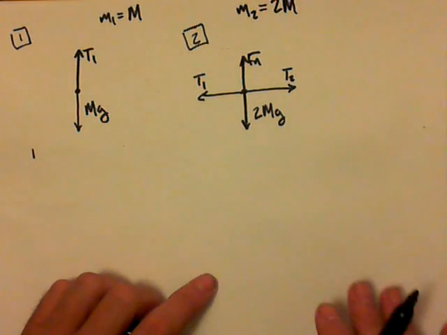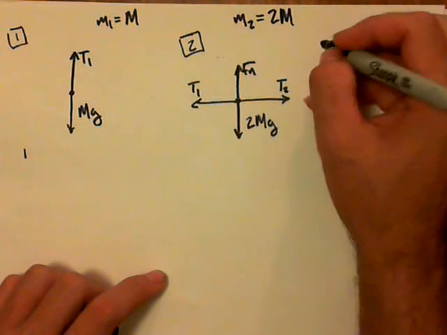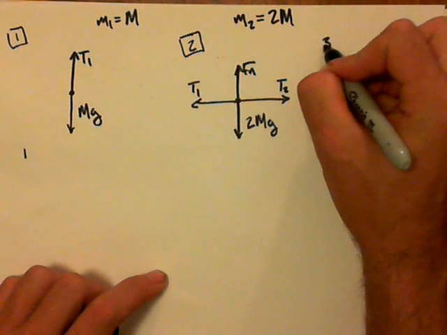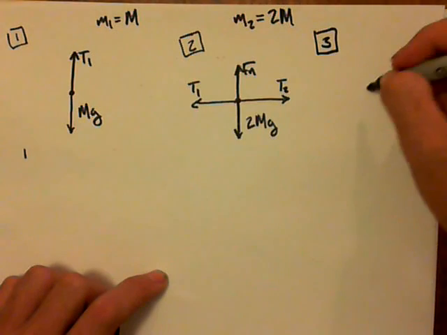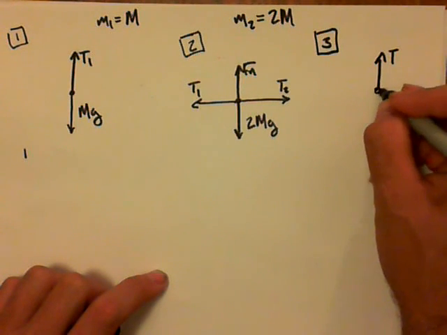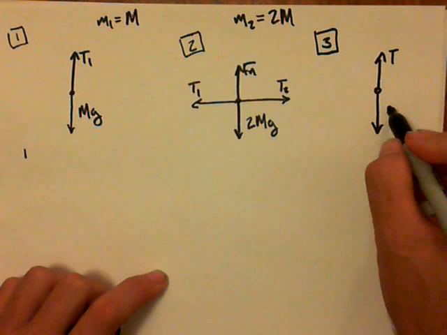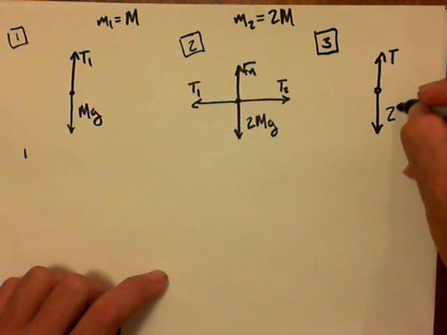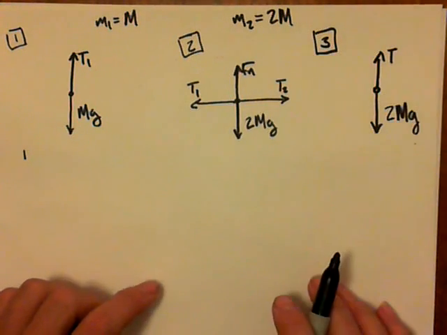You can plug these in after. I'm just throwing them in right now to help me figure out where I'm at in this one. So then you have block 3. Block 3 is a lot like block 1. It's just going to have T1 on the top, and also has a mass of 2m, so it's going to have 2mg pulling down the bottom.